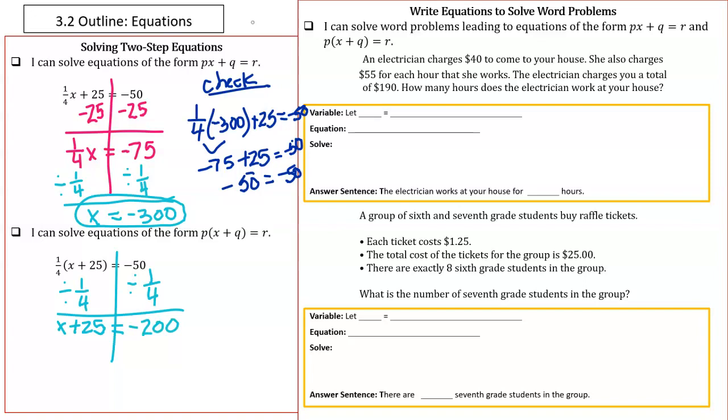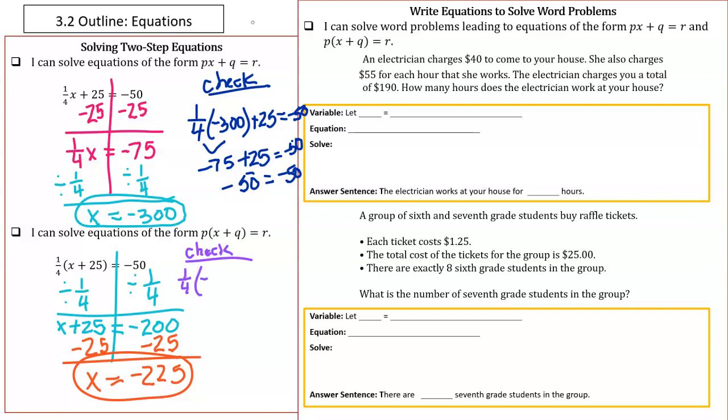The next thing I will do is subtract 25 from both sides to isolate x on the left, and x is equal to negative 225. Again, I can check that by plugging it back into the original and following order of operations. So I have 1/4 times negative 225 plus 25, and that is supposed to equal negative 50.